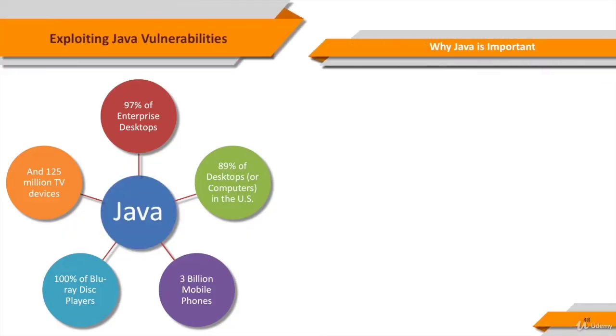There are tons of applications that require Java to work. This is why Java Runtime Environment is installed on almost every computer. According to Oracle, 97% of enterprise desktops run Java. 89% of desktops or computers in the USA run Java. 3 billion mobile phones run Java. 100% of Blu-ray disc players ship with Java. And 125 million TV devices run Java.